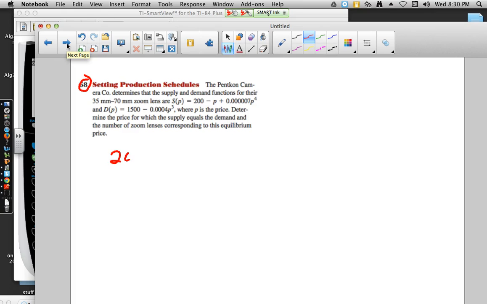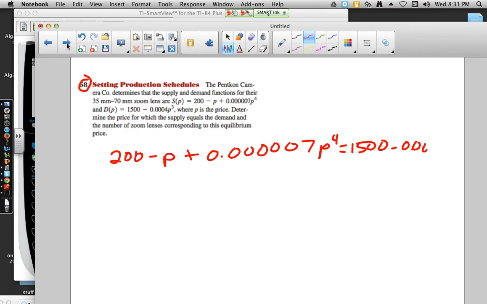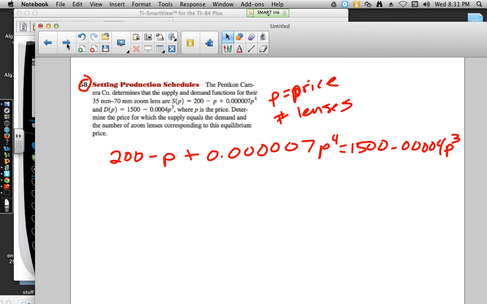So we're going to need 200 minus P plus 0.1234507 P to the fourth. And we're going to need that equal to 1,500 minus 0.0004 P cubed. And what we're looking for here again is P, the price. So that is our X value. And then our outcome this time is going to be the number of lenses, because this is a zoom lens.